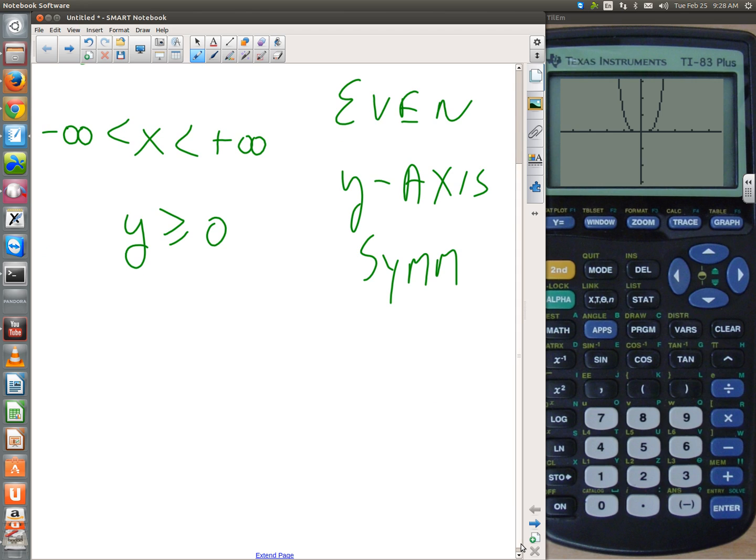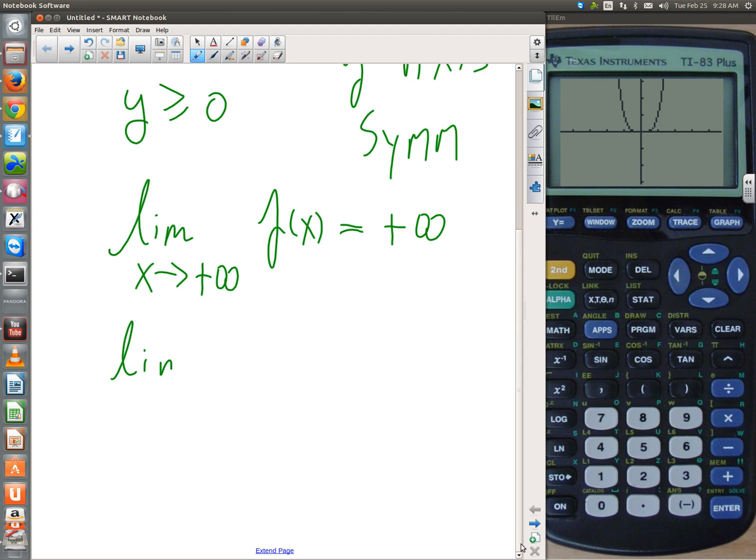What's the limit as x goes to positive infinity of f of x, which is x to the 4th? Positive infinity, right? As x goes to positive infinity, y is going to positive infinity. What's the limit as x goes to negative infinity of the same function? It's also positive infinity. As x goes to negative infinity, y goes to positive infinity. Yeah, plugging in bigger and bigger numbers to see what happens, right?